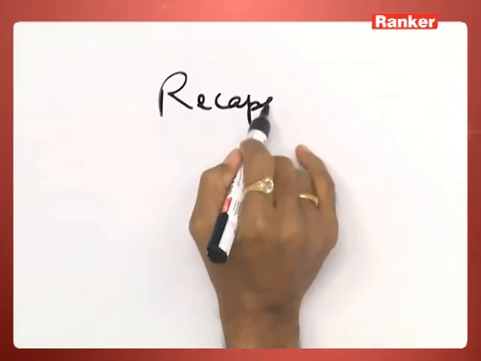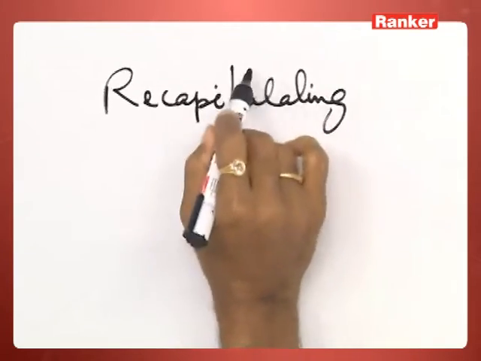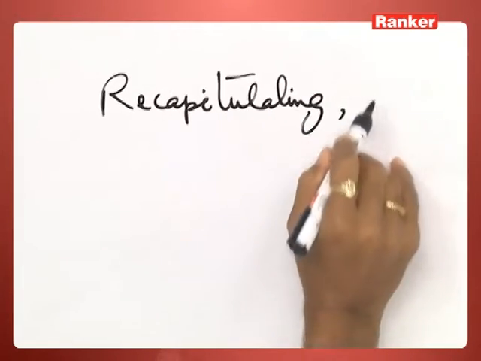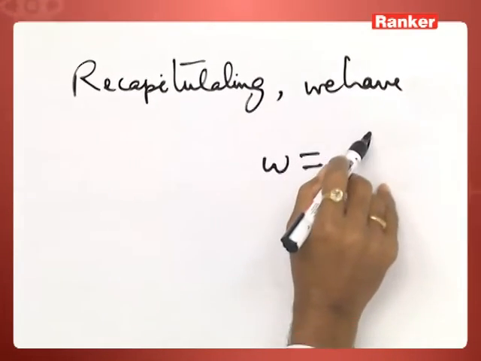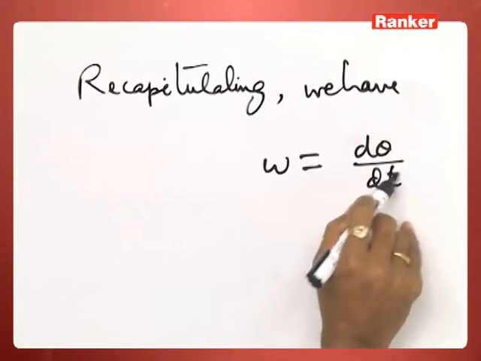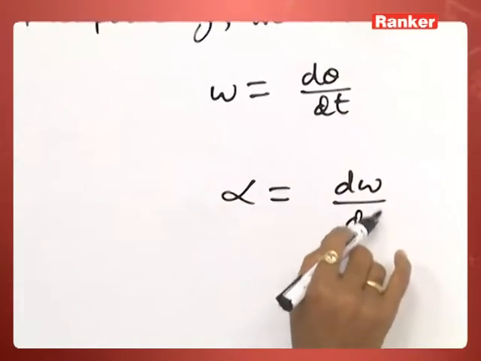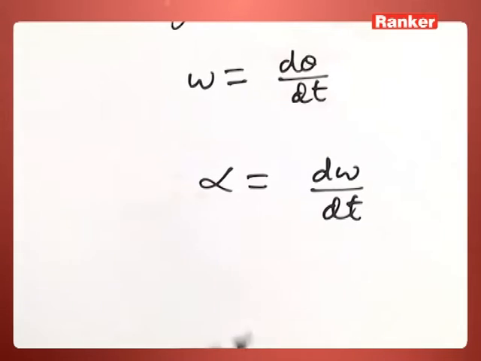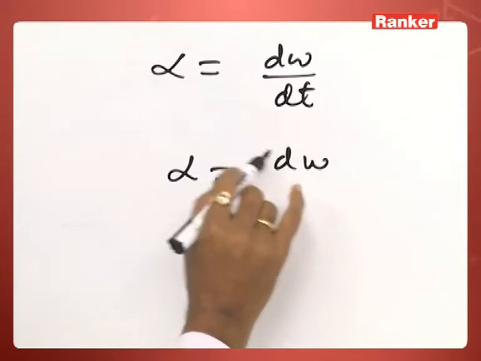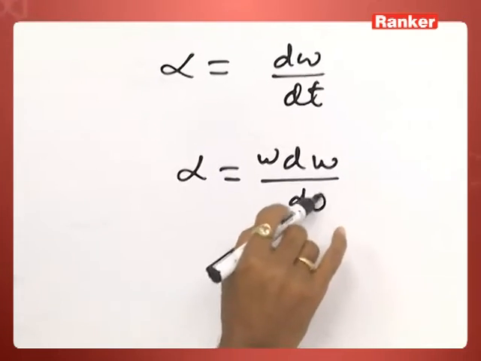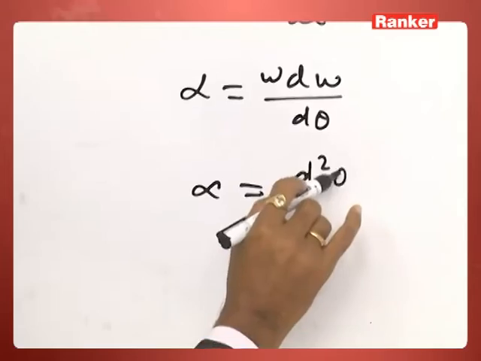Recapitulating, we have omega is equal to d theta by dt, alpha is equal to d omega by dt, alpha also is equal to omega d omega by d theta, alpha also is equal to d square theta by dt square.